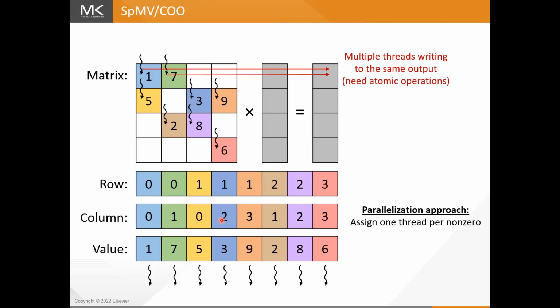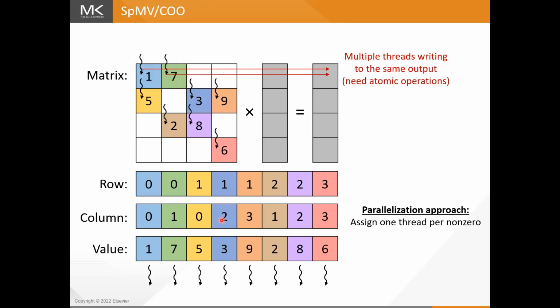What was our last consideration? Load balancing. How does the COO format do on load balancing? Do adjacent threads do similar amounts of work, or do I have control divergence? Similar amount of work. All the threads are doing the same amount of work. Each thread takes one non-zero. And if you look at the code, there's no control divergence happening.